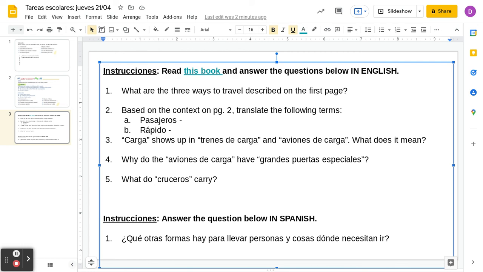The questions about this book are of two types. We have questions in English, the first five questions, and then the last question is in Spanish. Okay? The questions in English, you answer in English. The question in Spanish, you answer in Spanish. Of course, the whole book itself is in Spanish.